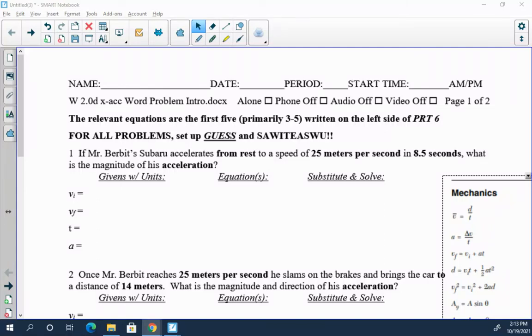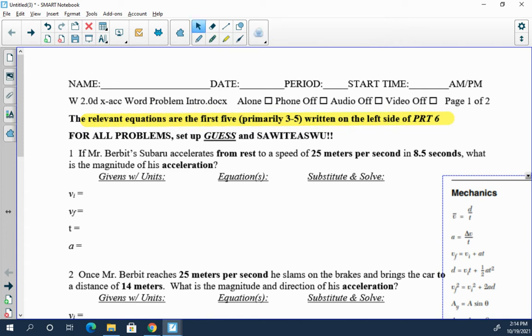All right, tonight's homework, W2.0d. Let me tell you how to do this. It may look a little tricky, but it's actually not. So notice up here, it says the relevant equations are the first five, actually primarily 3, 4, and 5 on the left side of PRT 6.